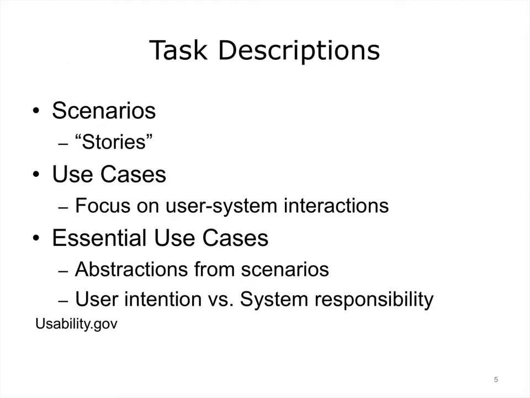Generating scenarios of use is useful for understanding the ways in which systems can be used and how they will interact with the user. A use case in software engineering is a description of a system's behavior as it responds to a request that originates from outside of that system. Usability.gov describes a use case this way. It outlines from a user's point of view a system's behavior as it responds to a request.